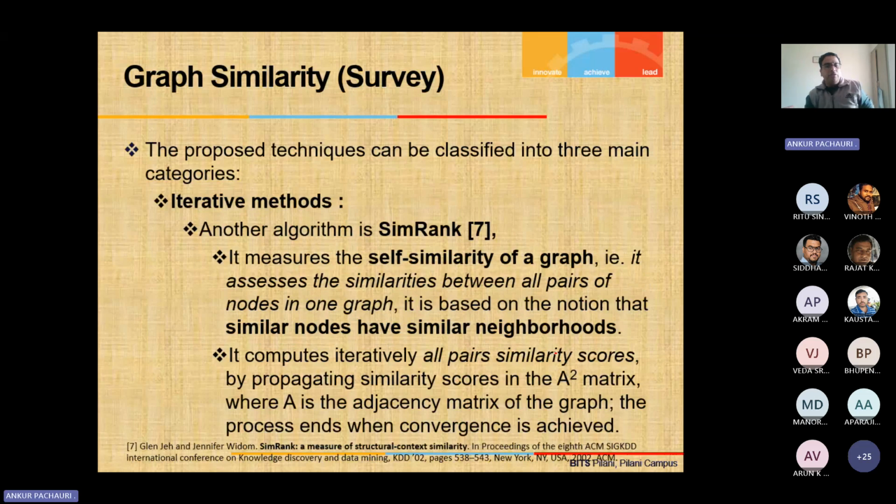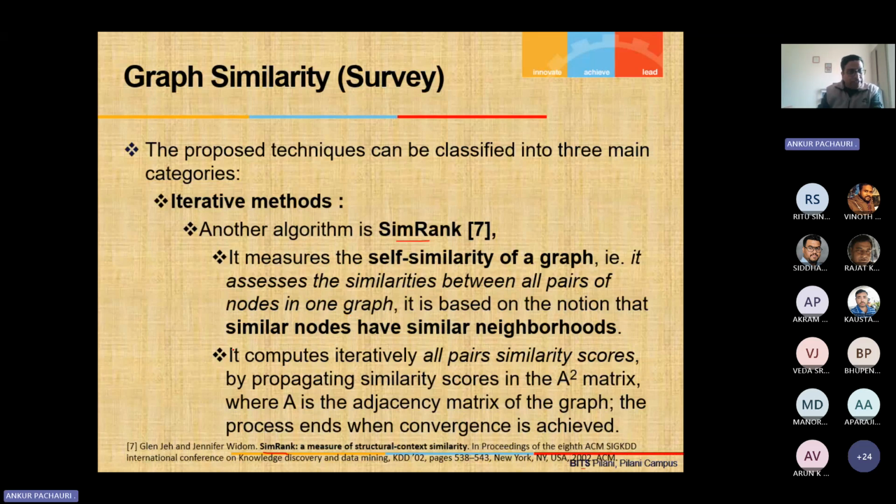The other method was SimRank. Okay, this has been widely used. We call it SimRank. It was suggested in the year 2002. So what they came up with is a structured way of finding out the similarity between nodes of two graphs. It measures the self-similarity of a graph, that is, it assesses the similarity between all pairs of nodes in one graph. It is based on the notion that similar nodes have similar neighborhoods.